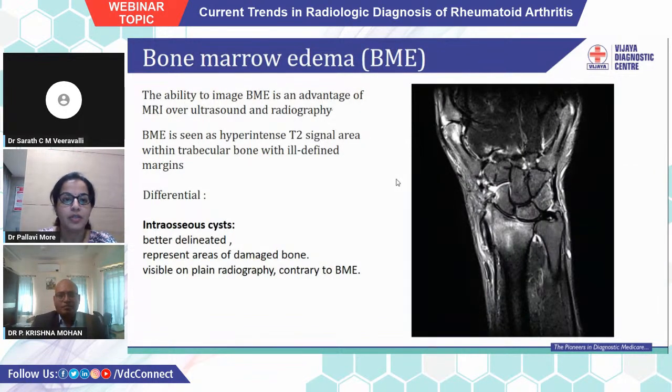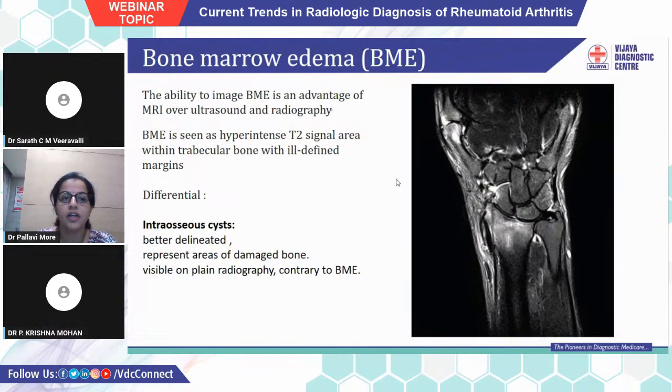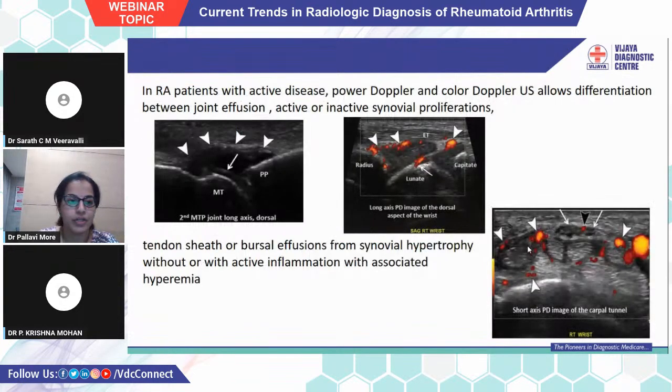Bone marrow edema is also one of the presentations. The ability to image bone marrow edema is an advantage of MRI over ultrasound and radiography. Bone marrow edema is seen as a hyperintense T2 signal within the trabecular bone, which has ill-defined margins. The differential diagnosis for this is an intraosseous cyst, which is better delineated and represents areas of damaged bone, which is easily seen on plain radiography as compared to bone marrow edema.